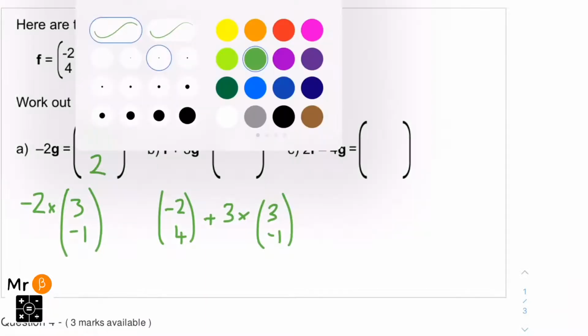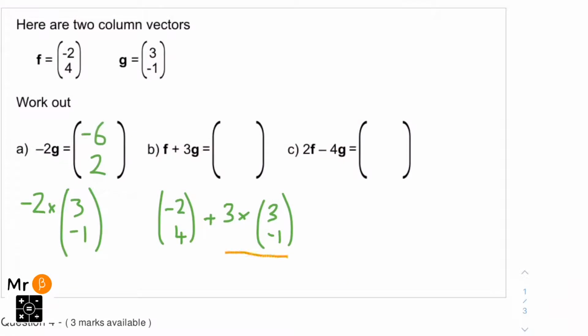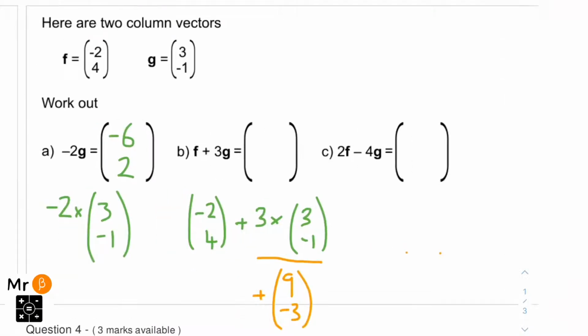So again, I'm going to work out what this 3 lots of g is first. 3 times 3 is 9. 3 times negative 1 is negative 3. So our question then becomes negative 2, 4, plus 9, negative 3. So negative 2 plus 9 is 7. So that's our horizontal movement. And then 4 plus negative 3 is 1. Again, our vertical movement there.